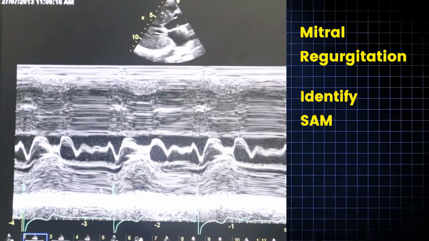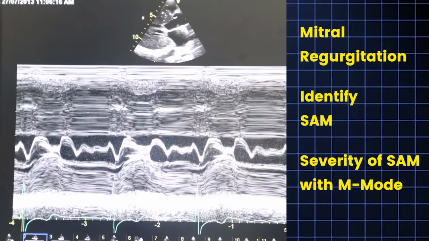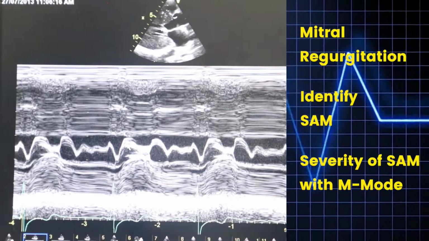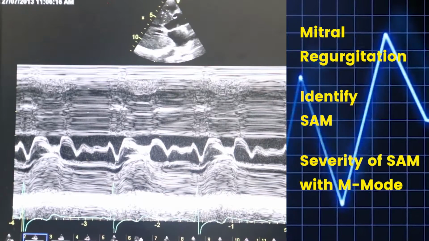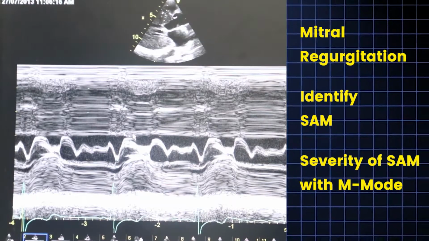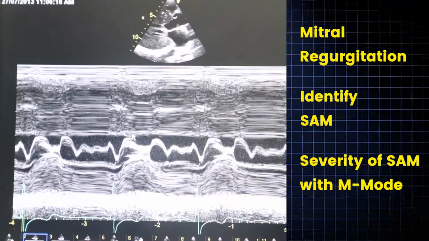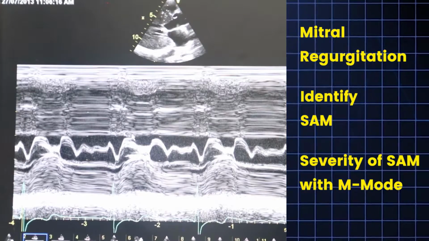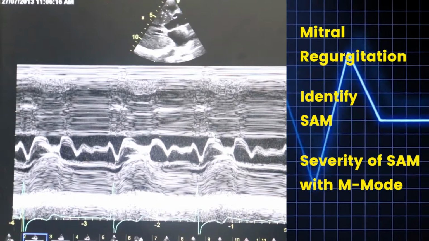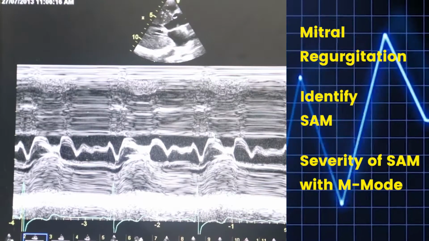Using M mode, you can also describe the severity of the SAM. If the distance from the septum to the anterior mitral leaflet is less than 10 millimeters, that is considered significant. Or if the time of contact of the anterior mitral leaflet with the septum is more than 30% of systole, that's also significant. In some patients, you might even see fibrotic changes of the septum due to leaflet coaptation or leaflet contact.